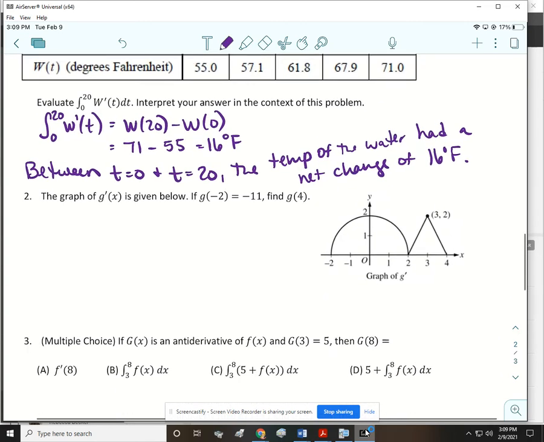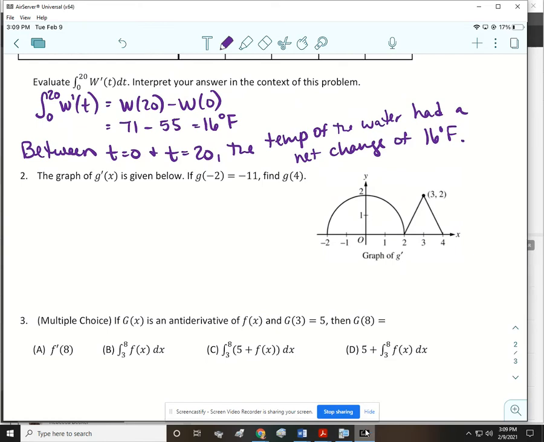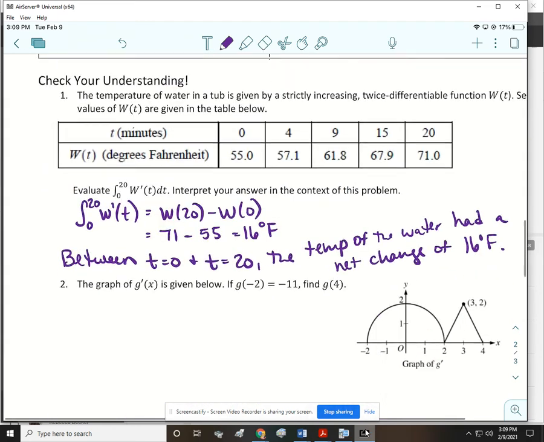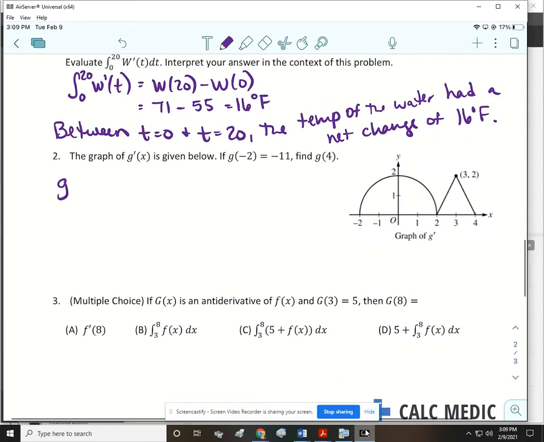Okay, for number 2, the graph of g prime is given below. If g of negative 2 is negative 11, find g of 4. Okay, so this is where I'm going to use that second rule. So g of 4 should be equal to g of negative 2 plus the integral from negative 2 to 4 of g prime of x dx.